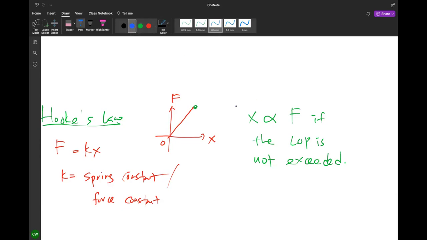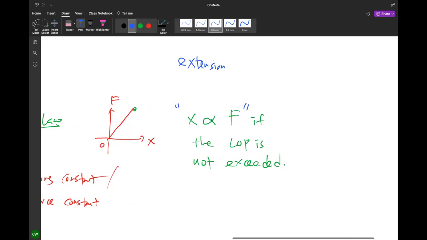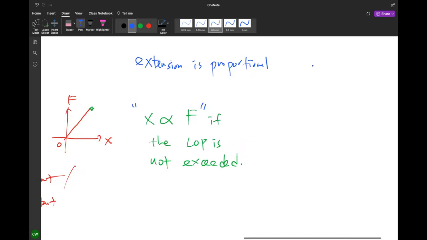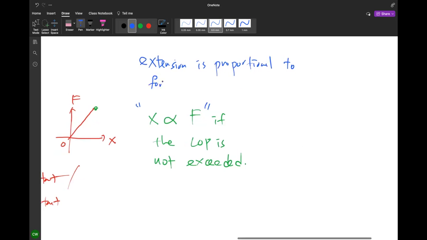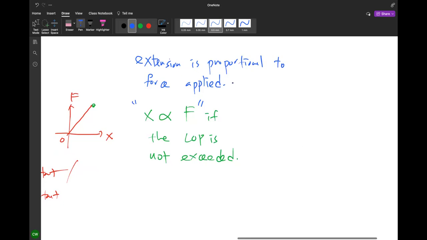Do you know how to interpret this line? What is S? S stands for extension. What does this mean? Proportional. Proportional to what? What is F? F stands for force applying. So extension is proportional to force applying.